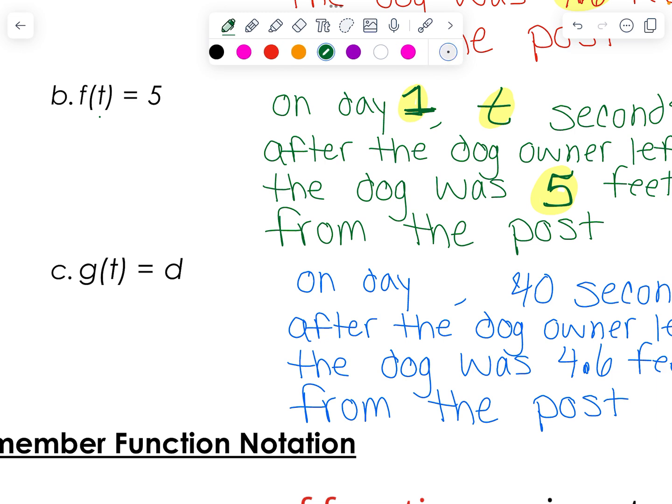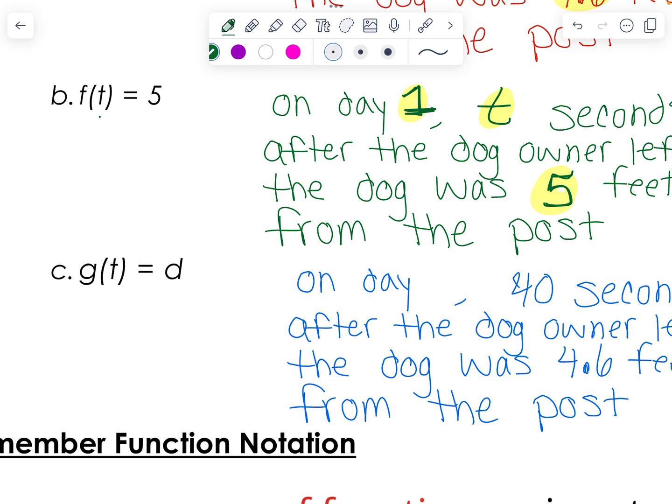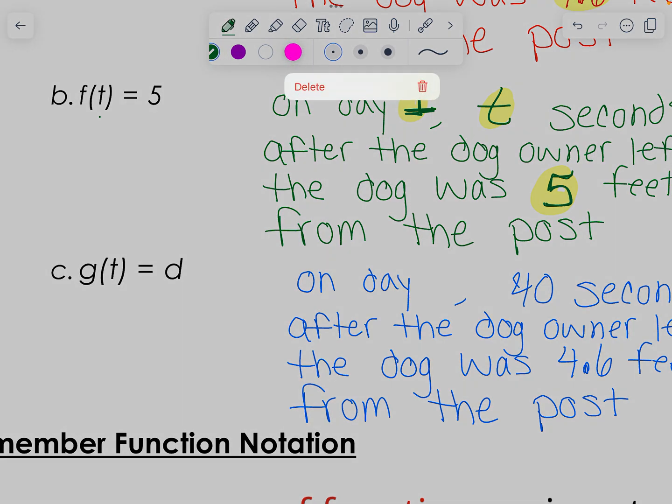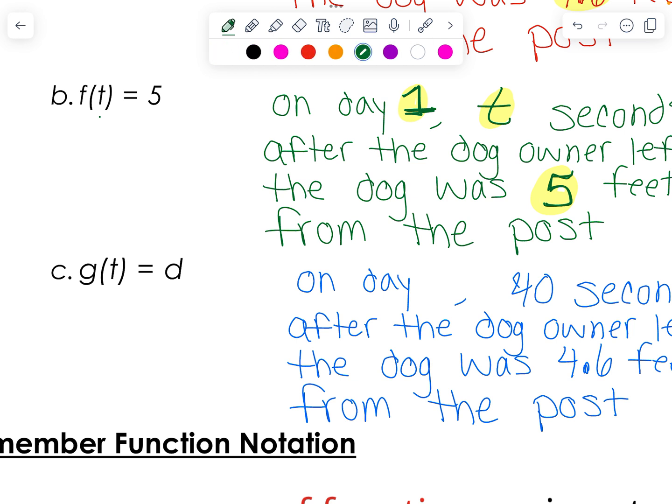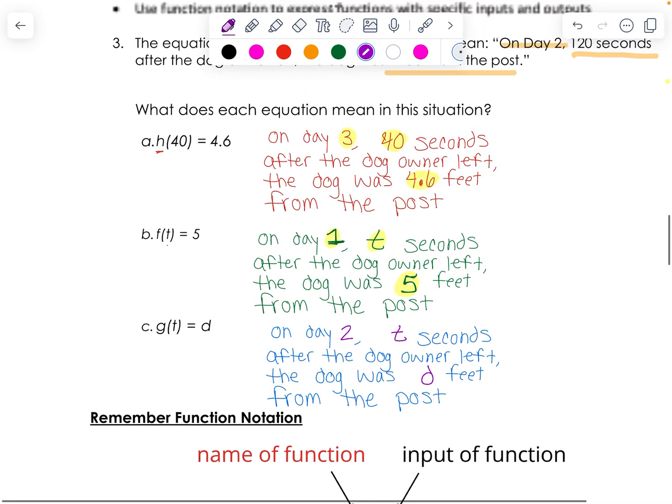I don't have blue on here. How do I get my color? Whatever, I'll just use purple. So day 2, our time is T seconds, and our distance is D feet. We don't know the numbers for these. It's just in general.